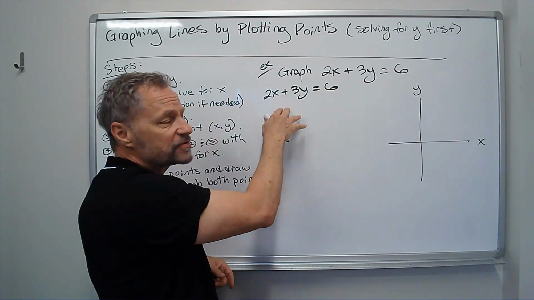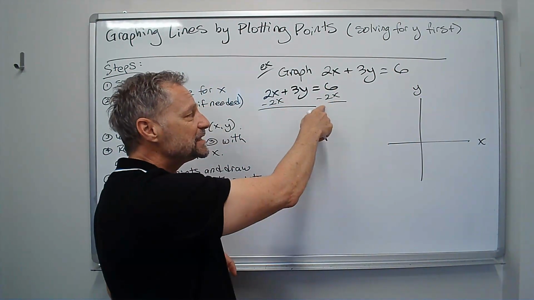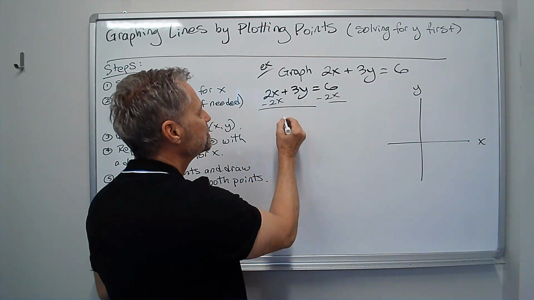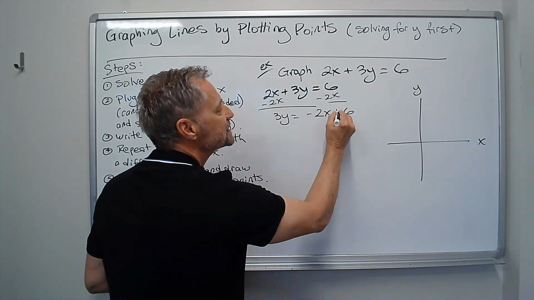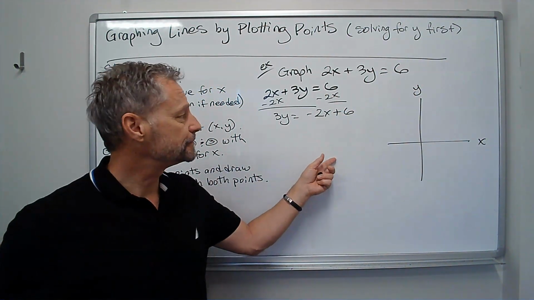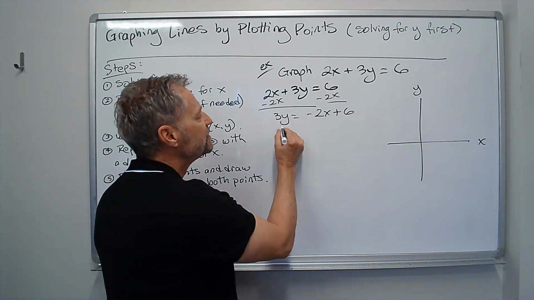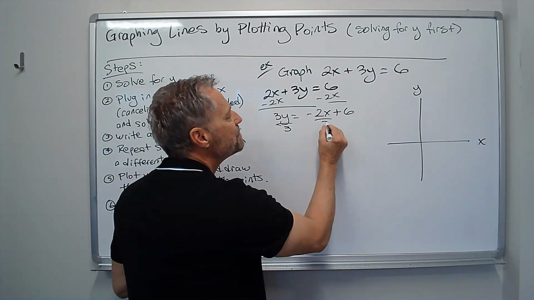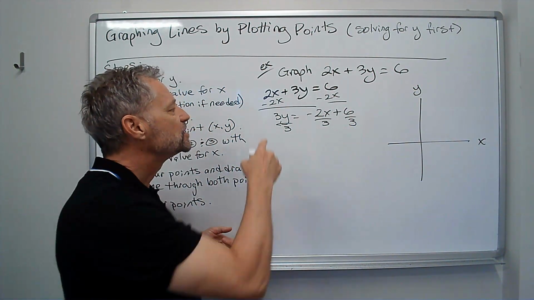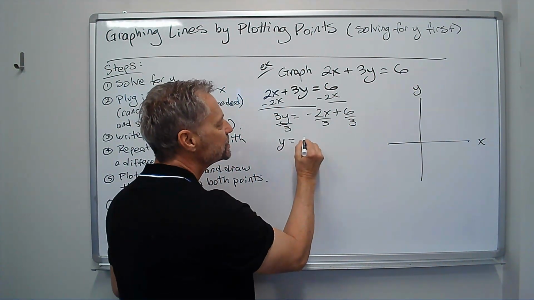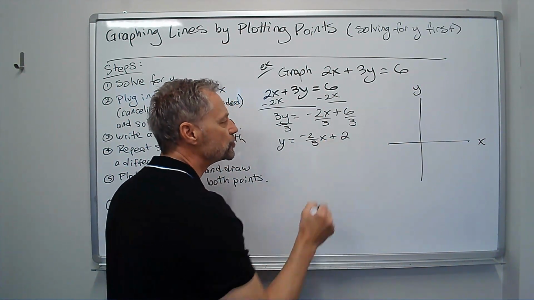I want to solve this for y, so I'm going to subtract 2x. I'm going to leave the negative 2x first because where we're going with this is going to be in the form that we're going to use later. Now here I have to be a little bit careful. To get rid of that 3, I need to divide by 3, but remember that means I divide each piece by 3. All right, so those 3's cancel. I get y equals negative 2/3 x plus 2.